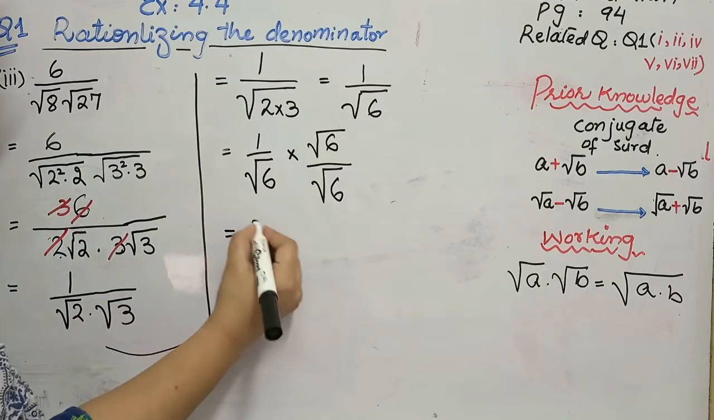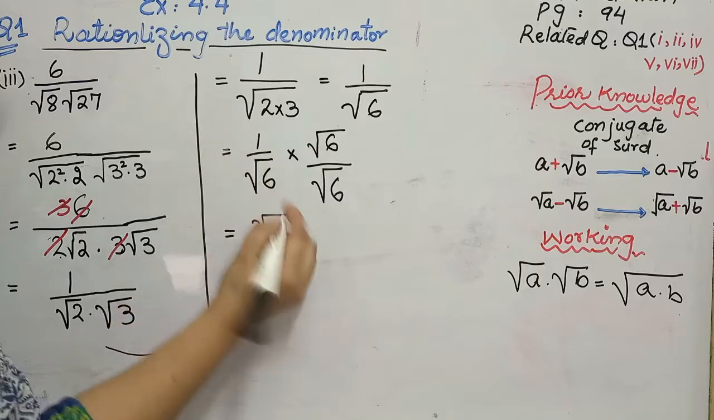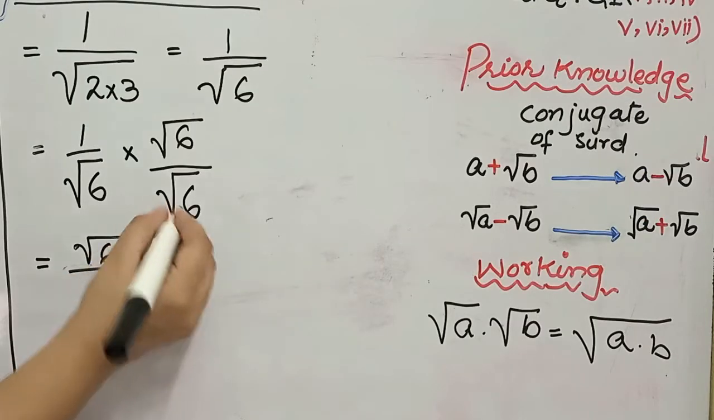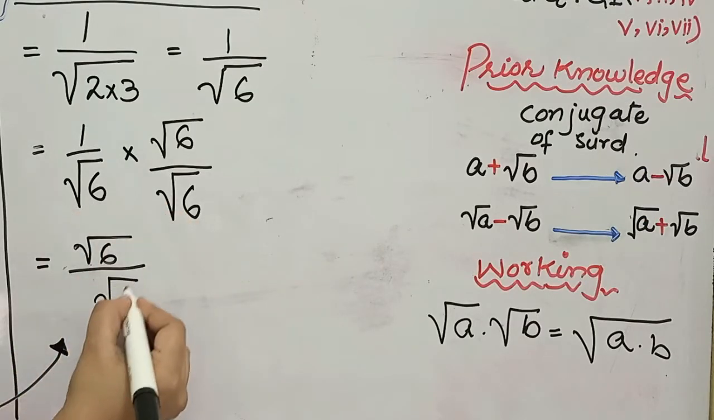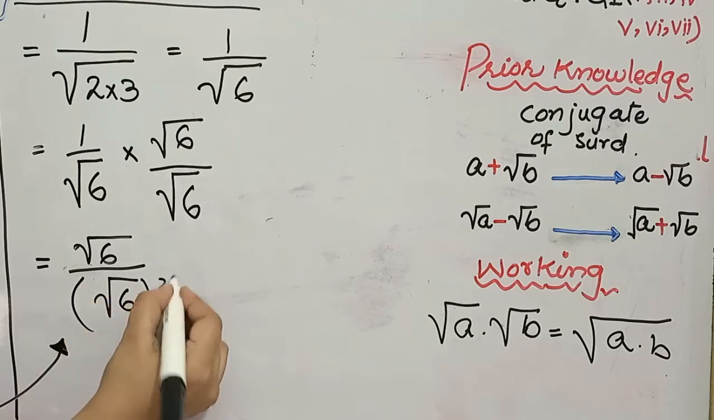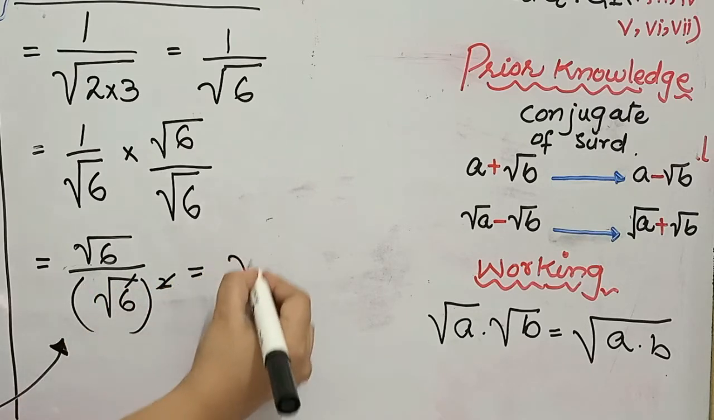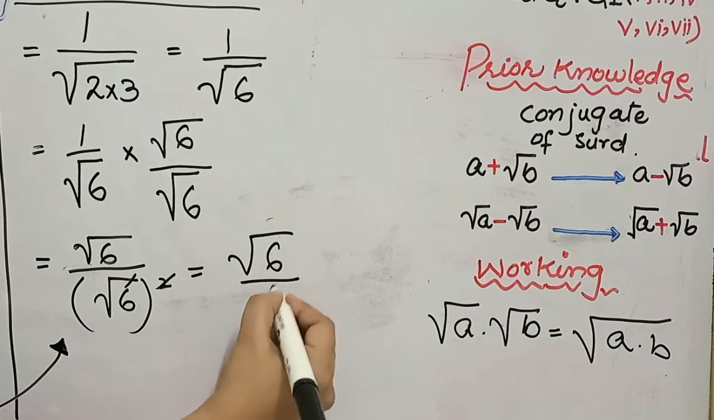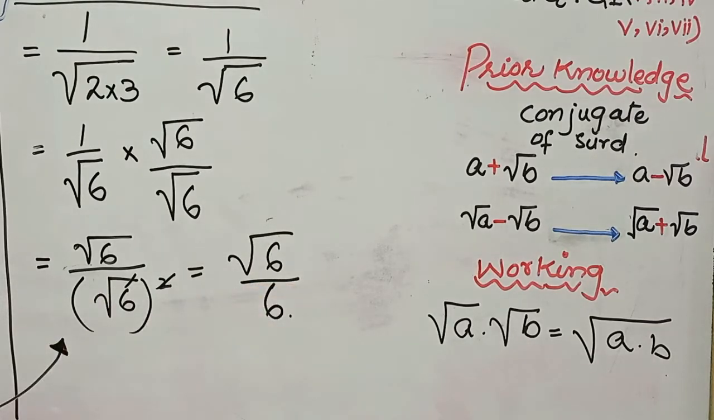So under root 6 will be multiplied with 1. This will be under root 6 by under root 6 whole square. Cancel. So the answer will be under root 6 by 6. Fine.